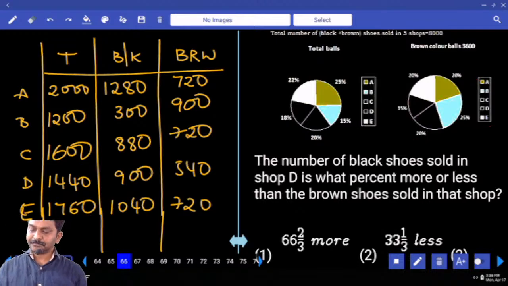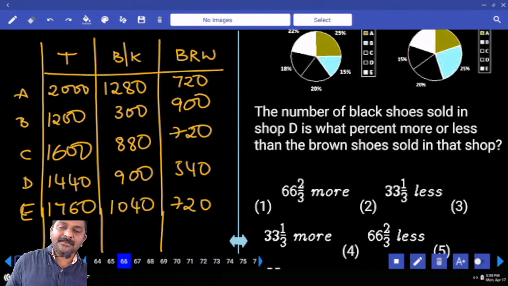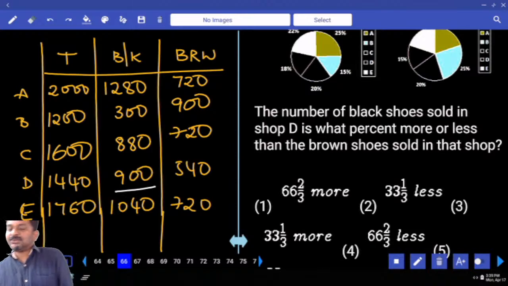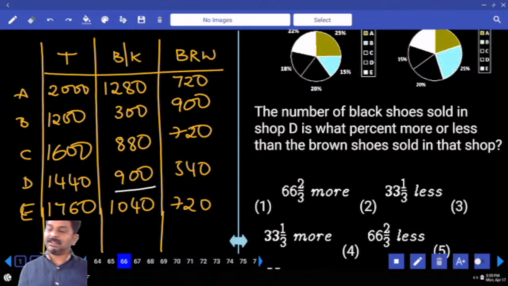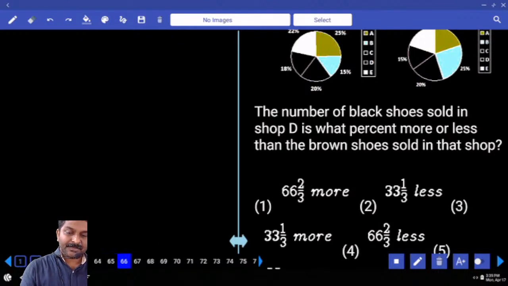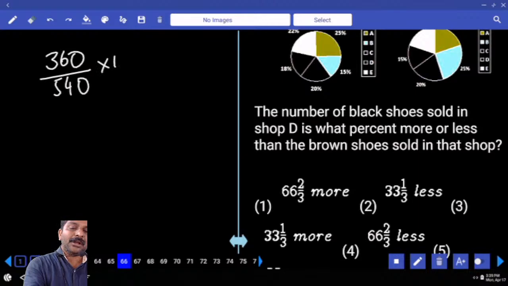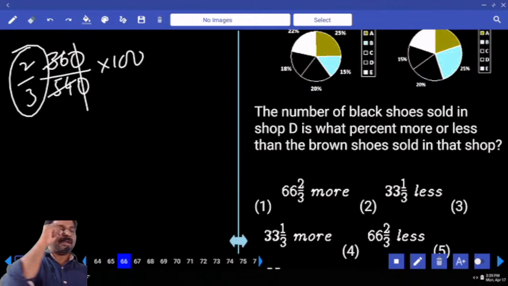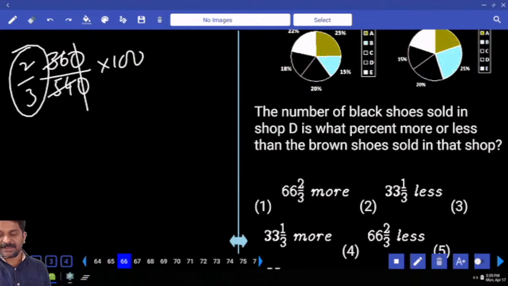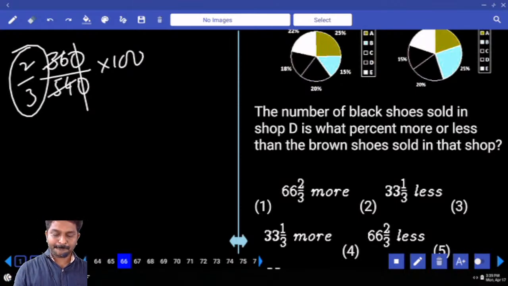Number of black shoes sold in shop D: 900. By what percent is it more or less than the brown shoes sold in that shop? Brown shoes sold in that shop: 540. With respect to 540, 900, is it more or less? How much more? 360 more upon 540 into 100. Zeros get cancelled. 18 2 times, 18 3 times. 2 by 3. 66 2 by 3% more. First option.